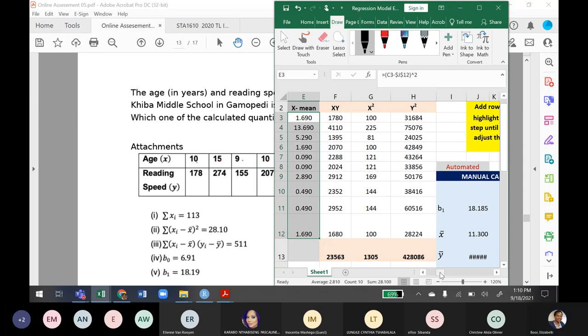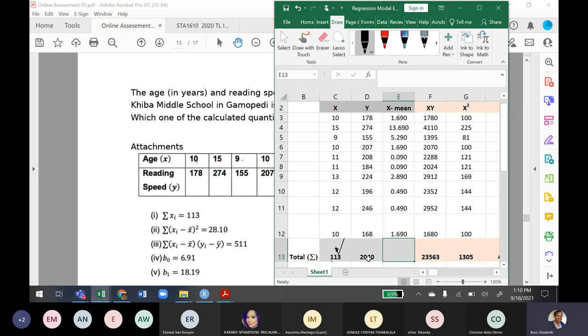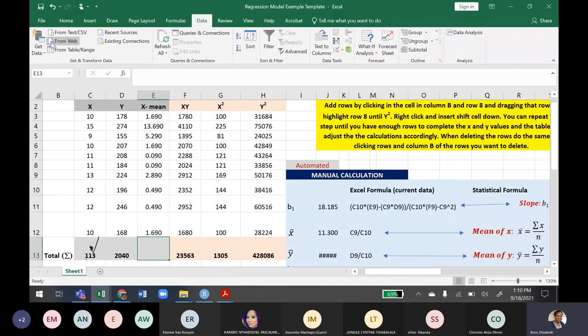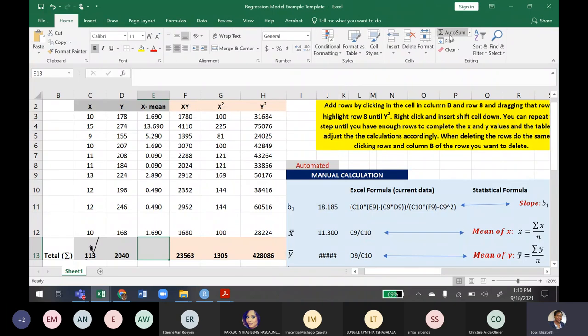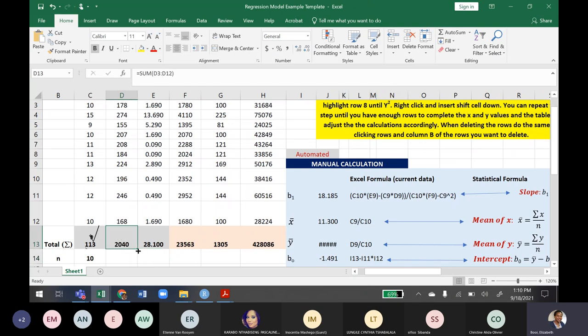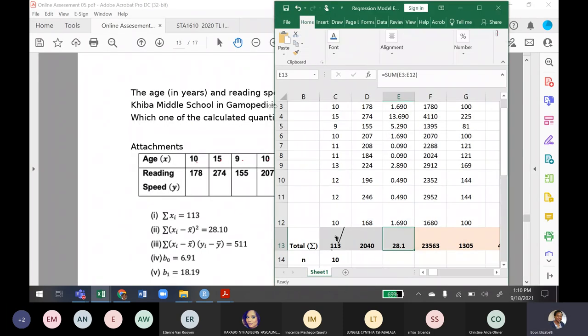And then the other thing, they said this is the sum. So I just need to do the sum. If you go to your home, there is the total summation. You just press the summation and press enter. That will do the sum. Or you can drag from the previous one to there. It will also do the same. So the sum of x minus the mean squared is 28.10 to 2 decimals, which is correct. So that is also correct.